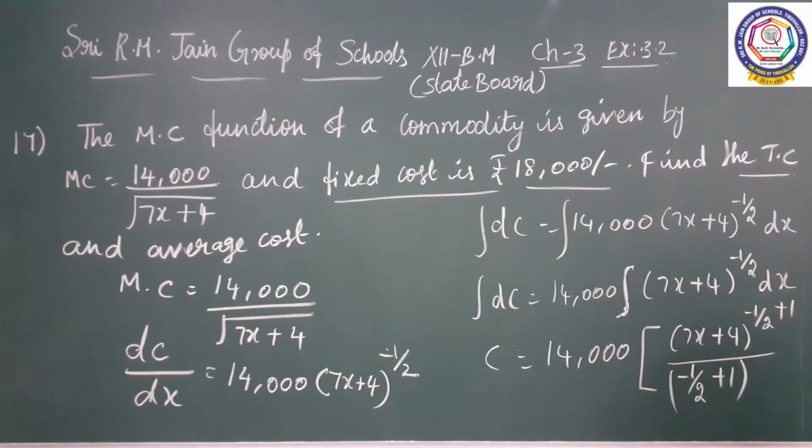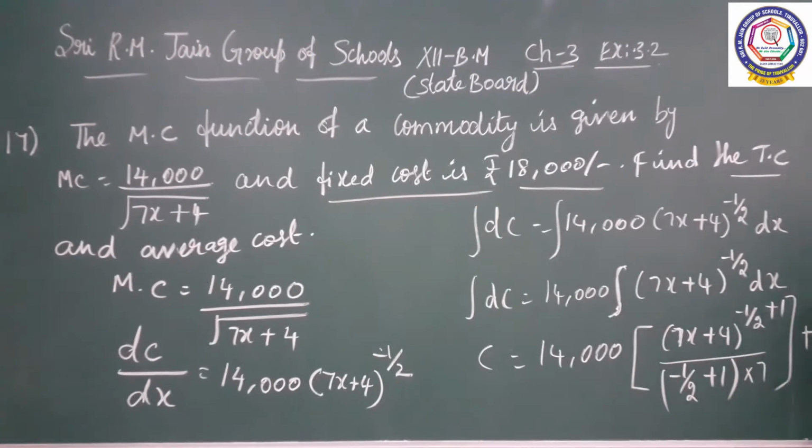What is the coefficient of x? X is 7, so you can write into 7. You can write the coefficient of x in the denominator. Here the coefficient of x is 7, so you can write it here into 7. Don't put c, you can put plus k or k1.